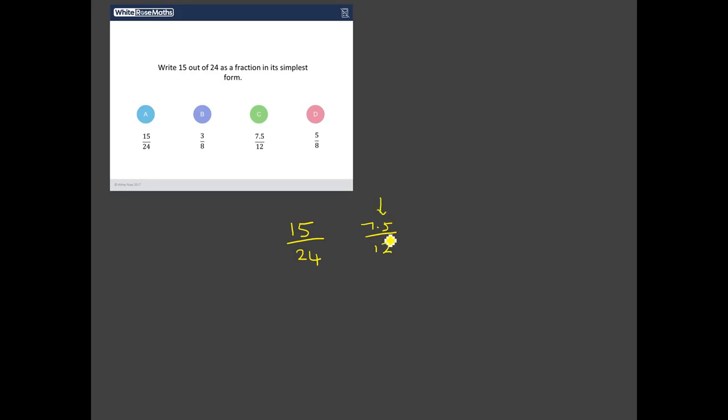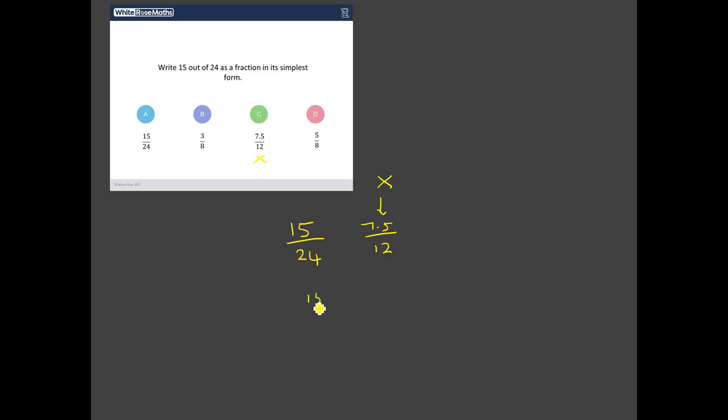But we've got to be careful here. We don't really want to have decimals mixed in with fractions. Keep those 2 things separate. It's not considered good form to have a decimal involved in a fraction. So C isn't the right answer. We can rule out C straight away.